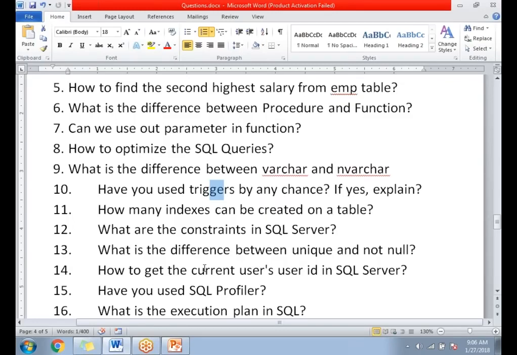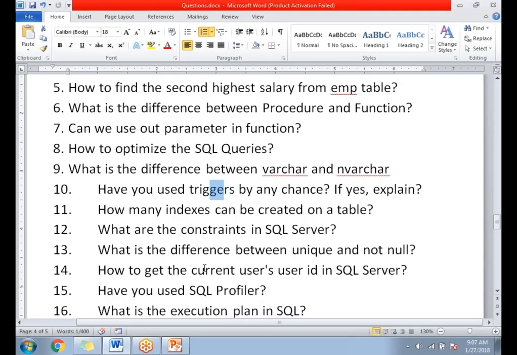Next. So what are the constraints in the SQL server? There are many constraints in the SQL server like unique, not null, primary key, check, default. Each and every constraint has its own uniqueness. Not null is meant for a different purpose and unique is meant for another purpose. Primary key, check constraint, default constraint and foreign key each have their own purpose. So you need to go through each one based on their purposes.